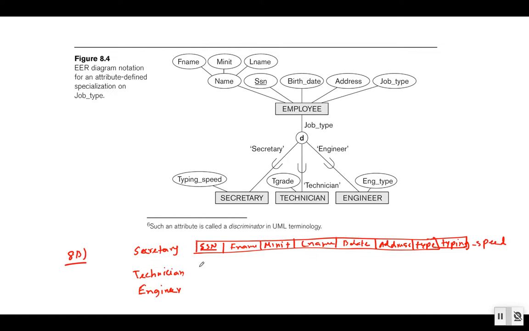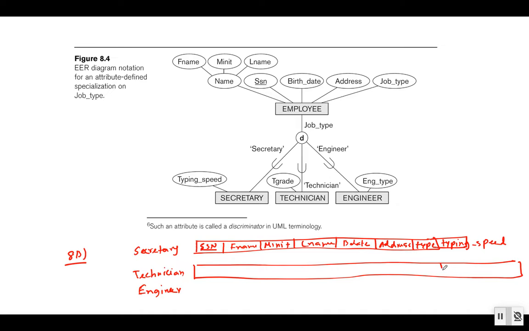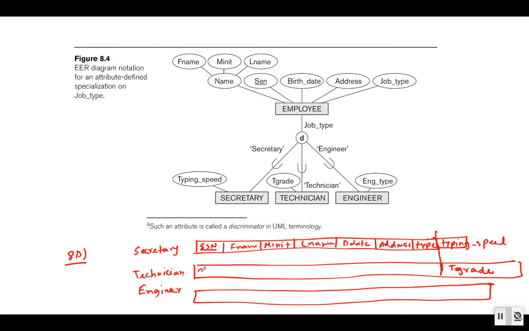Now technician will also have all the attributes that we have for secretary up to this point. These are all the common attributes, but he will have a special attribute, T grade. And engineer will also have all the attributes, and SSN will be the primary key for all of these tables. All the attributes are here, but he will have the special attribute engineer type.